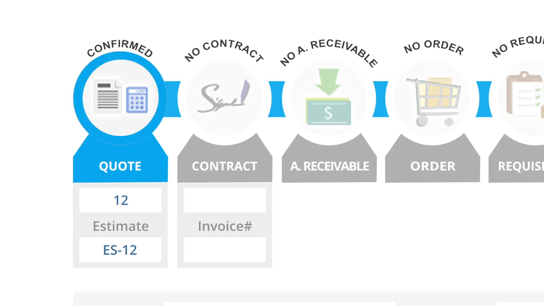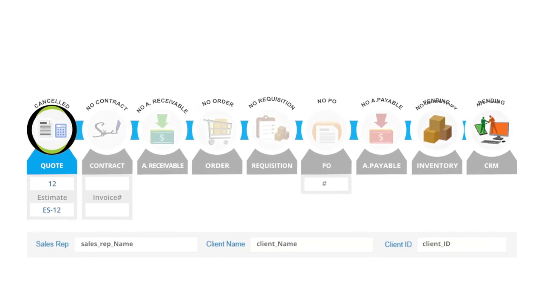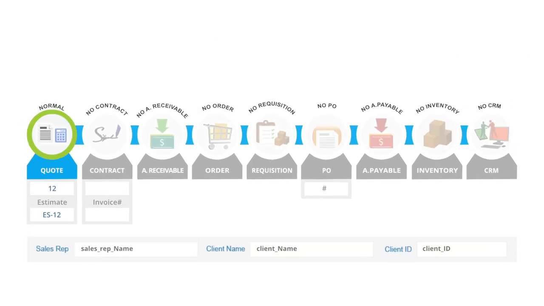Blue and confirmed status when the quote is confirmed, meaning that client will do business with you. Black and canceled status when the status is canceled. Note that all other processes will be inactive until a contract is authorized.